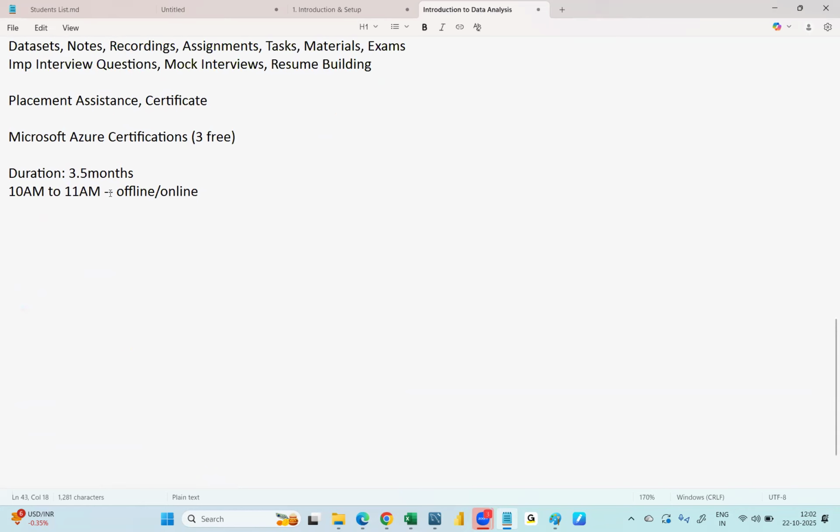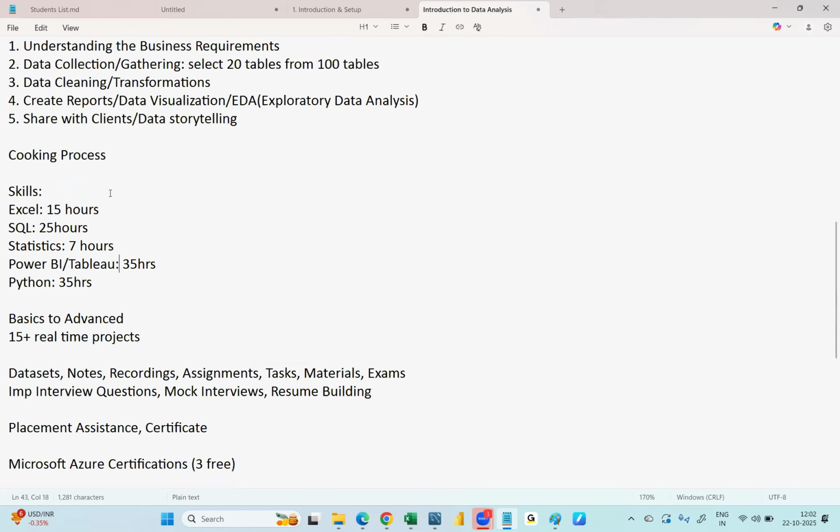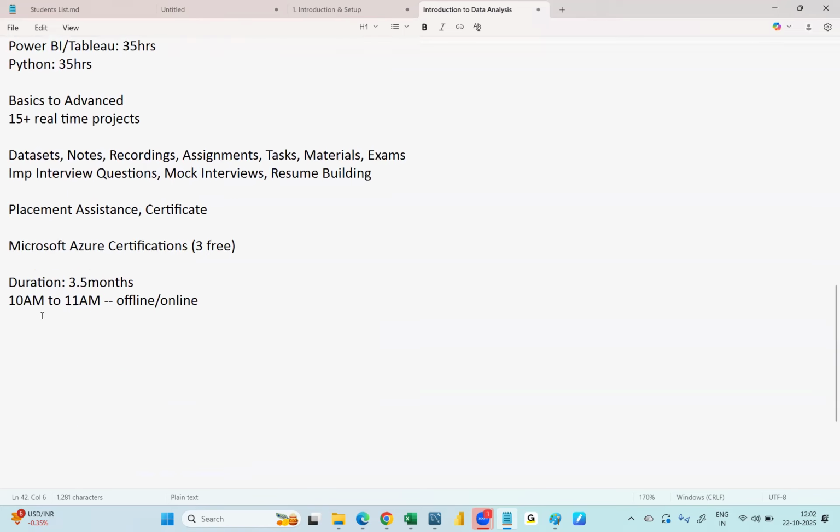See, nobody will teach you this many skills in the market, because in so many places they are only teaching 1 or 2 skills and saying this is a data analyst. And even for those skills, different faculties will come. But here, all the skills whatever I have written here, I am the single faculty who will teach you. No separate faculty will come. Excel, SQL, statistics, Power BI, Python, I am the single faculty who will teach you all the skills. I am the only trainer.